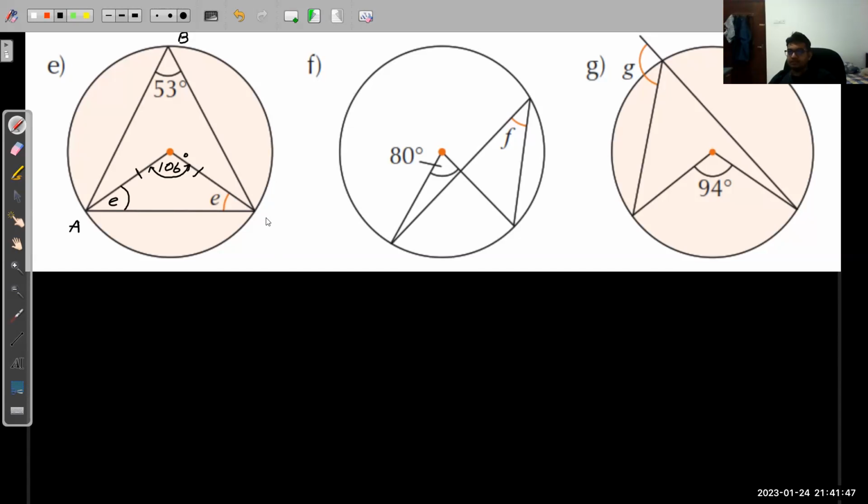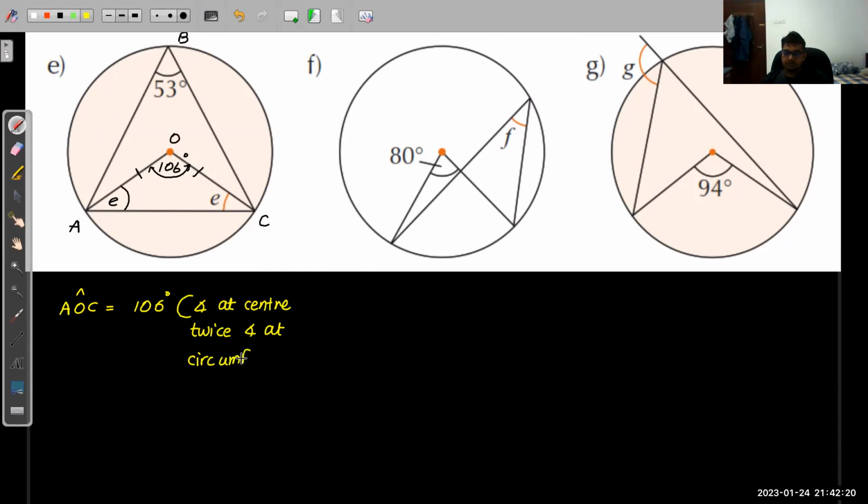So I'm going to name this triangle as ABC triangle, right? Okay. Then I'm going to write AOC angle equals 106. Reason: angle at center twice angle at circumference. Right? Yeah.